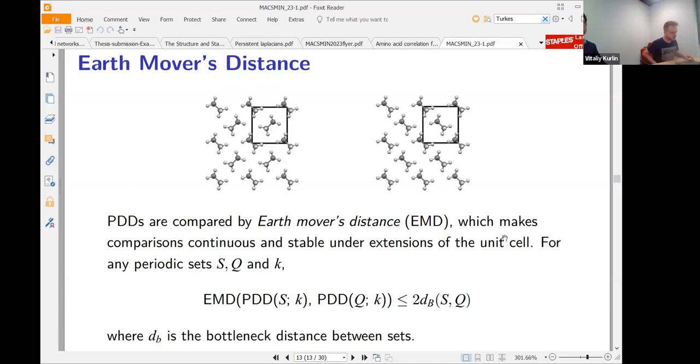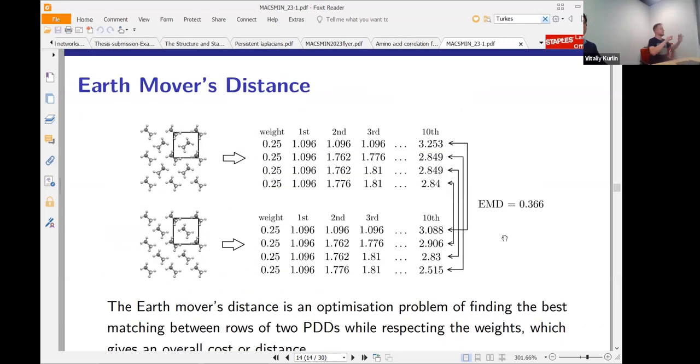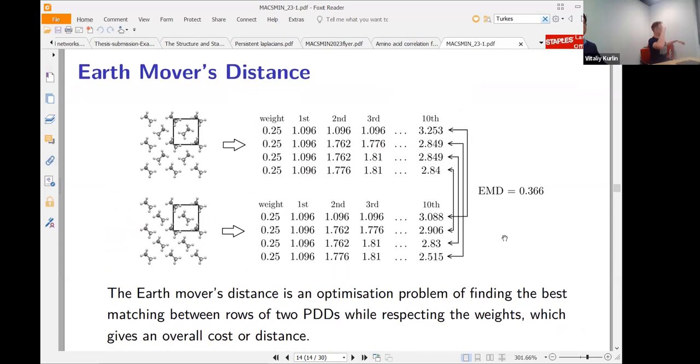So for people who don't know how Earth Mover's Distance works, it's a matching algorithm. In this case, we have four rows on top and four on bottom, but it wouldn't have to be. And all the weights are equal, but they don't have to be either. Basically, Earth Mover's Distance finds an optimal matching from the top set of rows to the bottom rows, and it has to respect these weights as well. And essentially, this is the appropriate metric such that you get continuity out of these pointwise distance distributions.